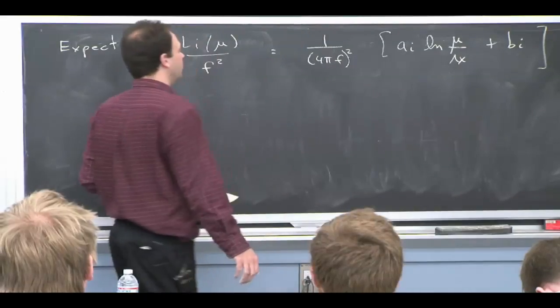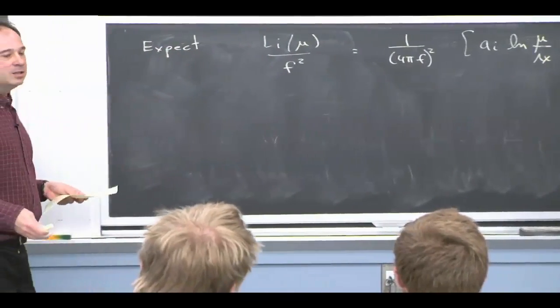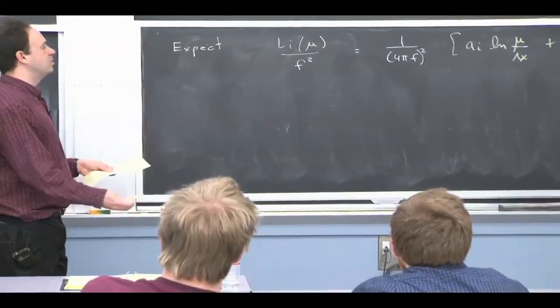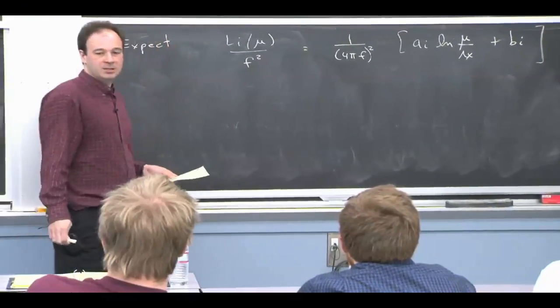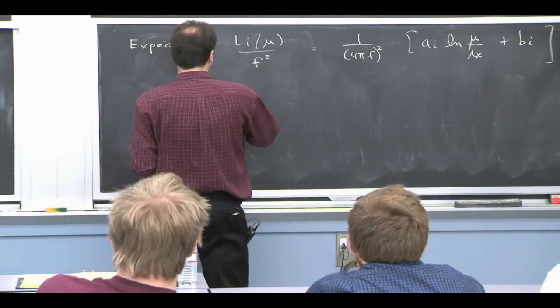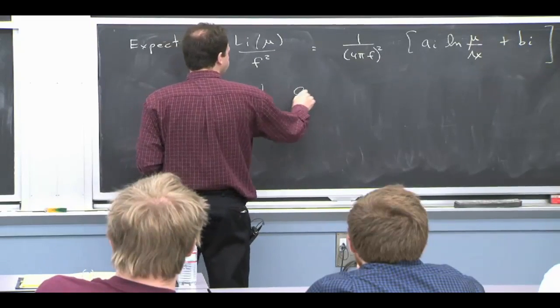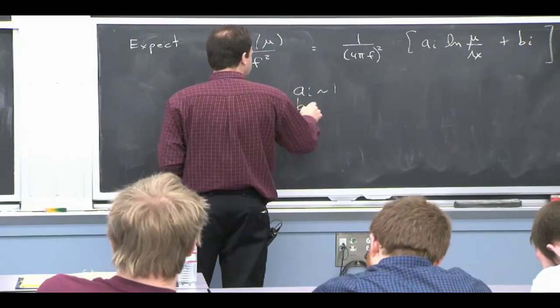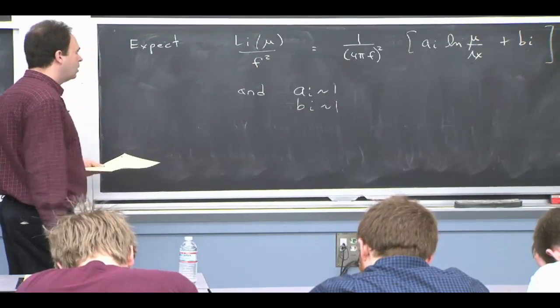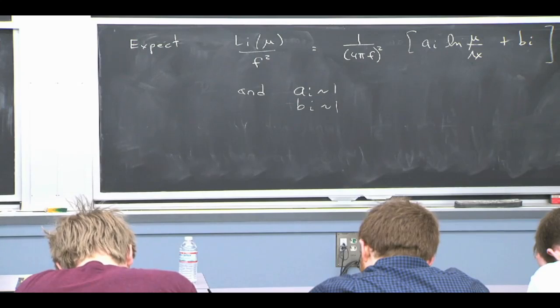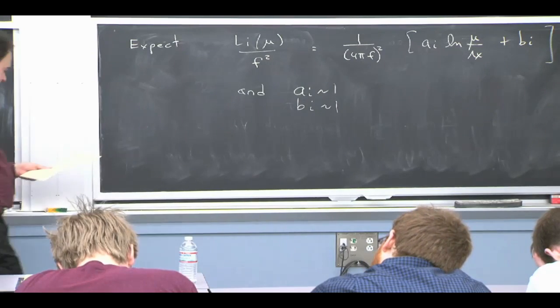Now, the point of thinking about power counting is that the loops and these coefficients are the same size, which actually tells you that these AIs and BIs should be order 1. And this actually goes under the rubric of something called naive dimensional analysis.